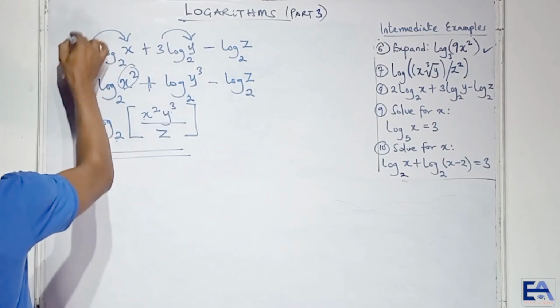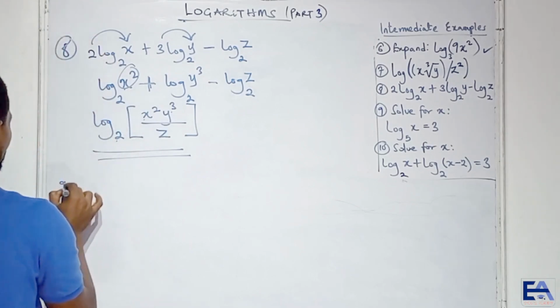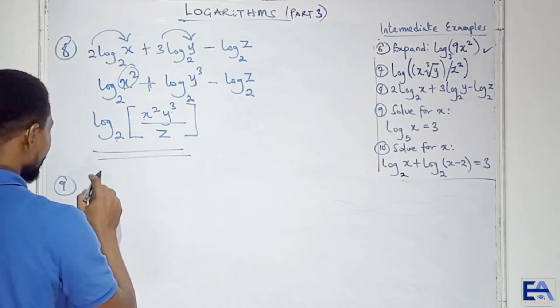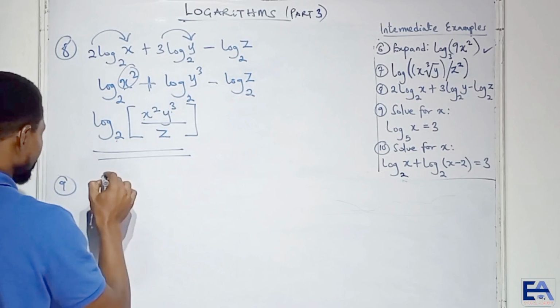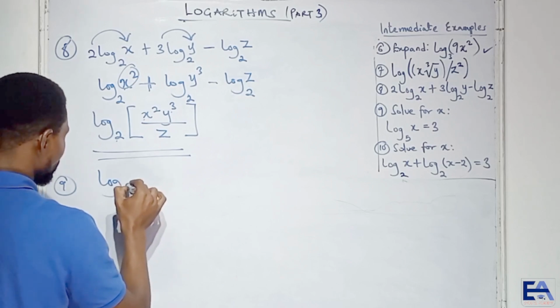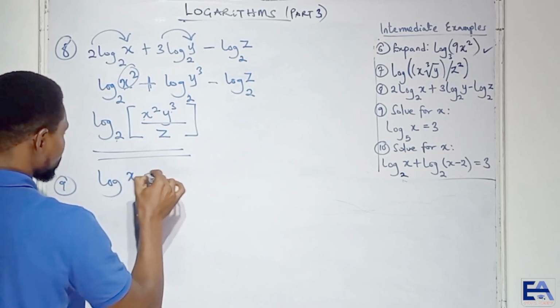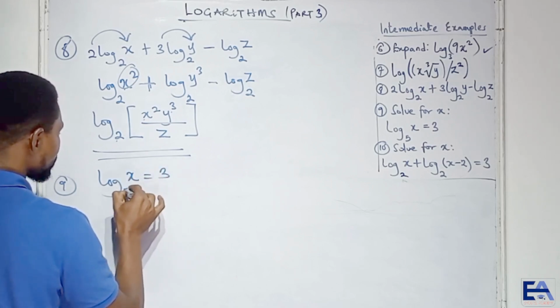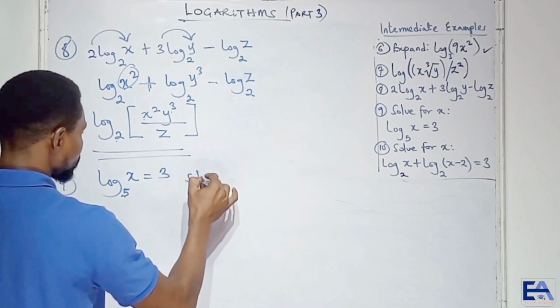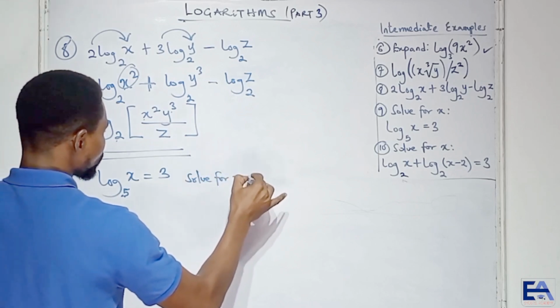Question 8. Question 9 in a jiffy. The question says solve for x. All right, I wonder why I kept it as intermediate, because it is not. It is supposed to be one of the basic. Okay, so this logarithm of 3 of x to base 5 is equal to 3. Solve for x. Very simple.